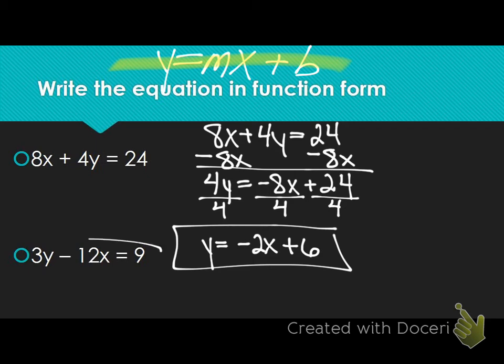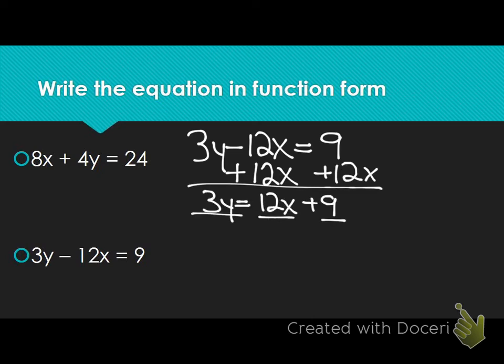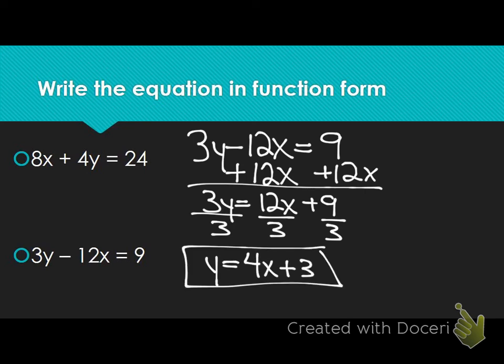All right, so now I need you to solve this one. Write this one in y-intercept form, or function form. All right, so what do we do first? We add 12x to both sides. Then what do we do? Divide everything by 3. And remember, your x term comes first. Y equals 4x plus 3. Who got that right?